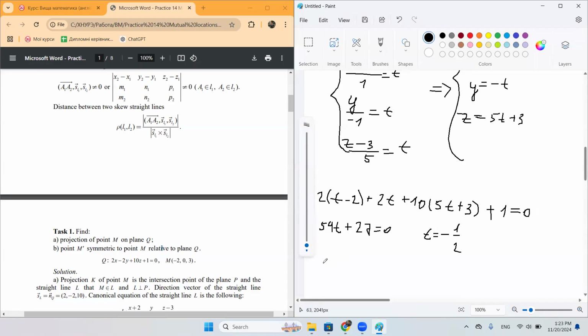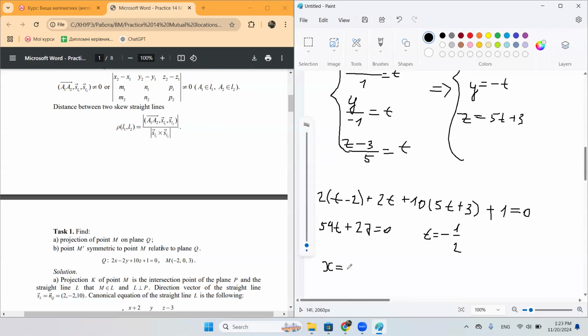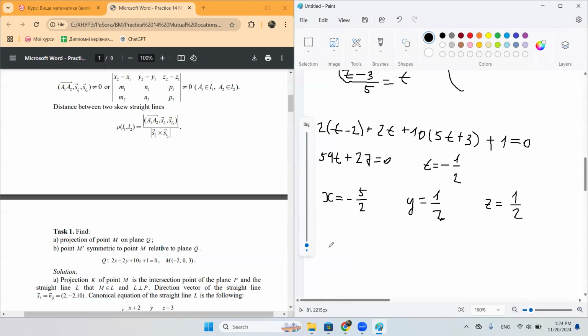So x equals t minus 2, so minus 5/2. Y equals 1 second, and z equals minus 5/2 plus 3, equals 1 second. So coordinates of the point N are the following.